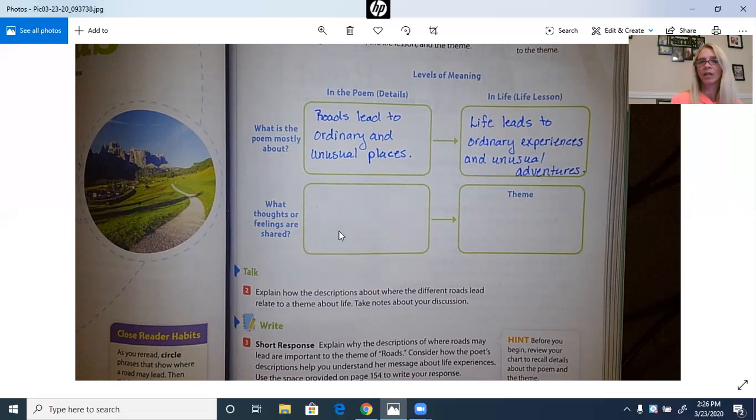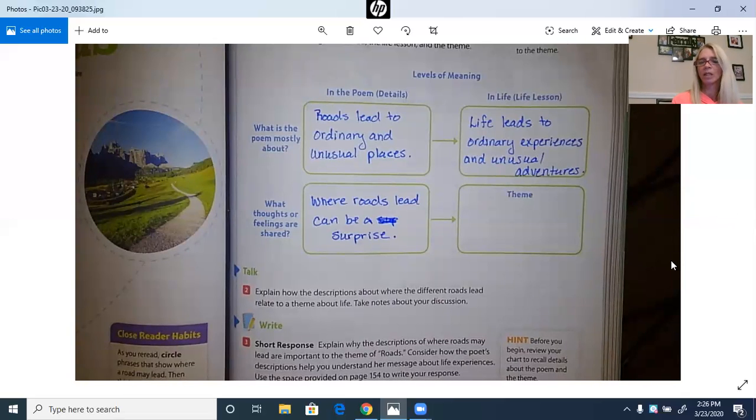So what thoughts or feelings are shared in this poem? What's the author sharing with you so that you can get to the theme of the poem? And the author is sharing with you where roads lead can be a surprise. This morning we talked about how you can go down one road and it could be very surprising, or you can go down another road and maybe it's just a little surprising, or it's not a surprise at all. But in this poem, he's saying where roads lead, no matter what, can be a surprise.